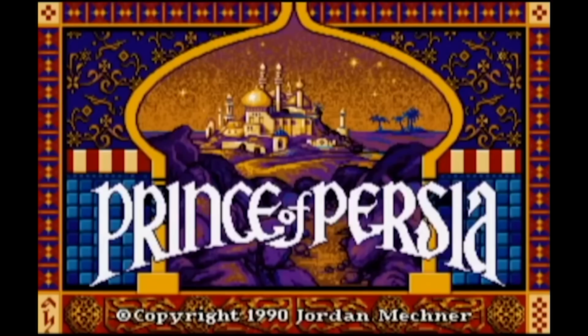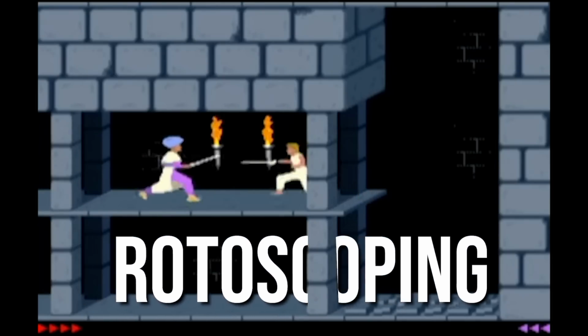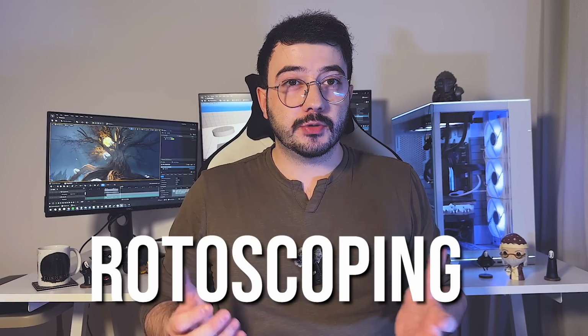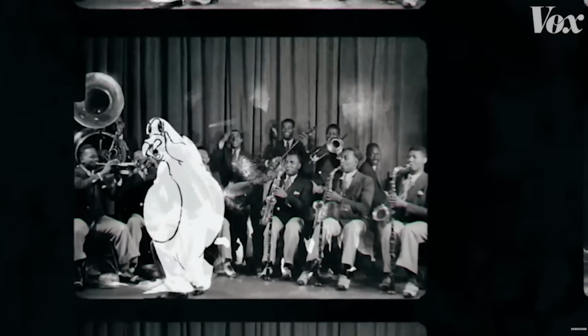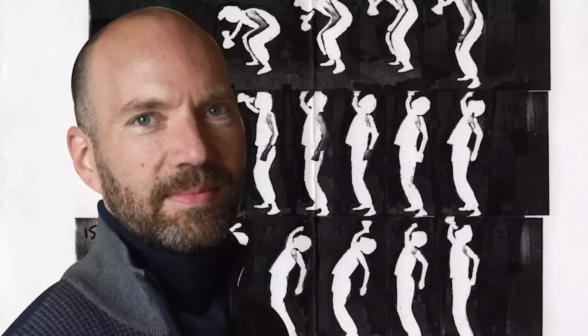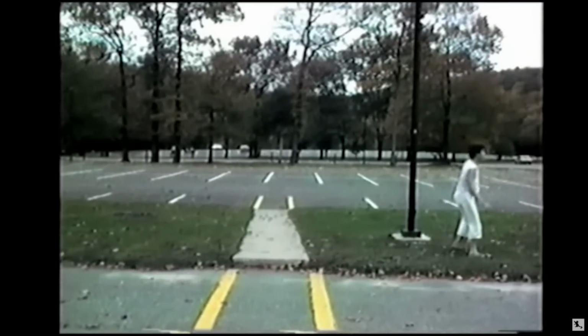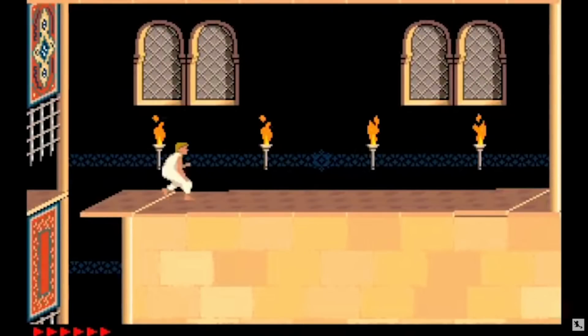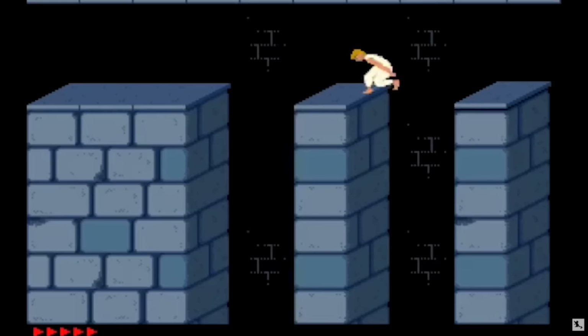Then there is Prince of Persia. This game was one of the first to use rotoscoping, where animations were traced over real human movements, giving it a much smoother and more realistic feel compared to the clunky movements we were used to. Creator of the game, Jordan Mechner, recorded his brother's movement in a high school parking lot and used it to create movement in the game. Still, this was all keyframe animation, one frame after another in sequence.